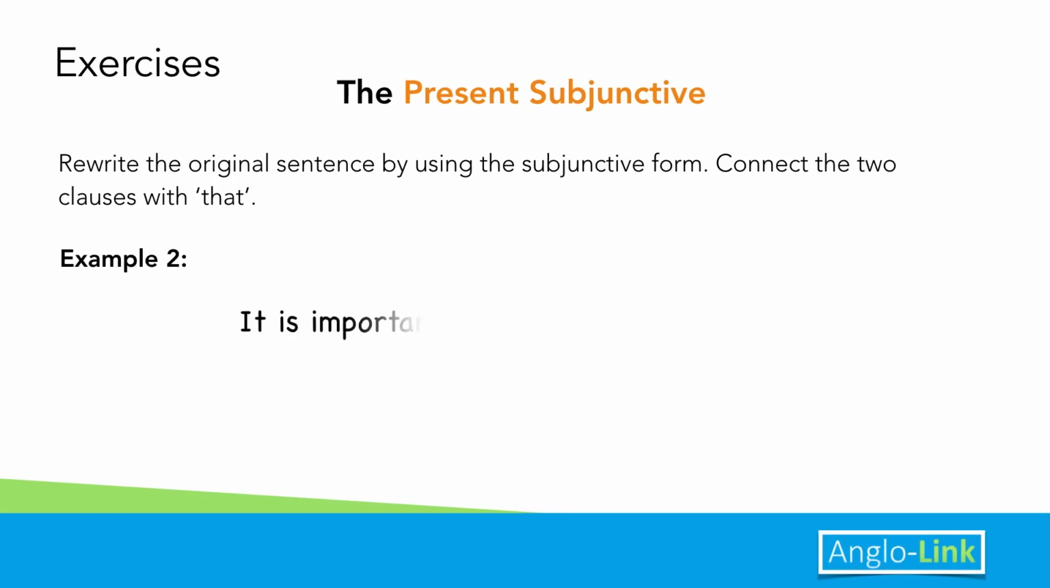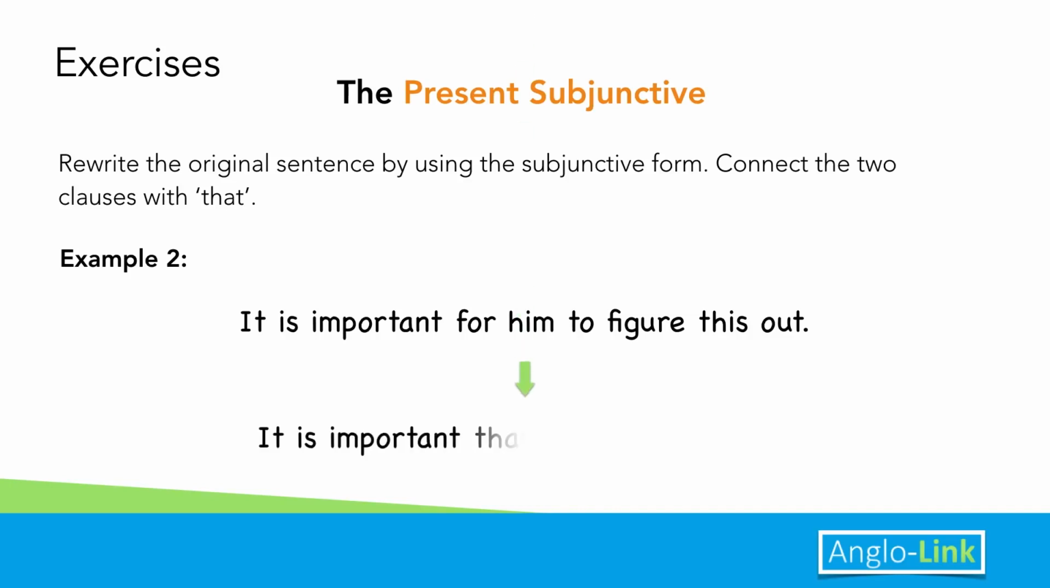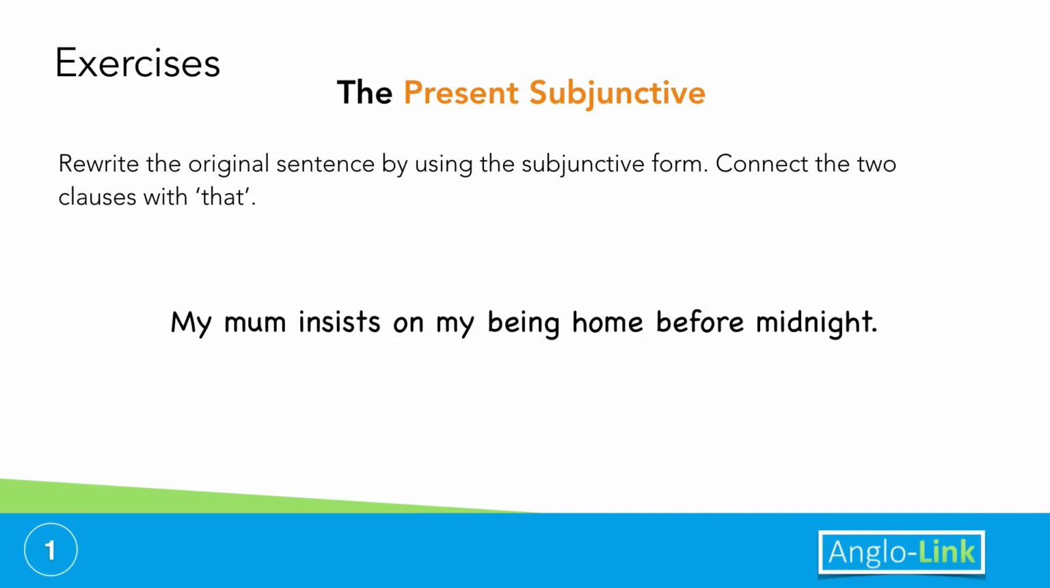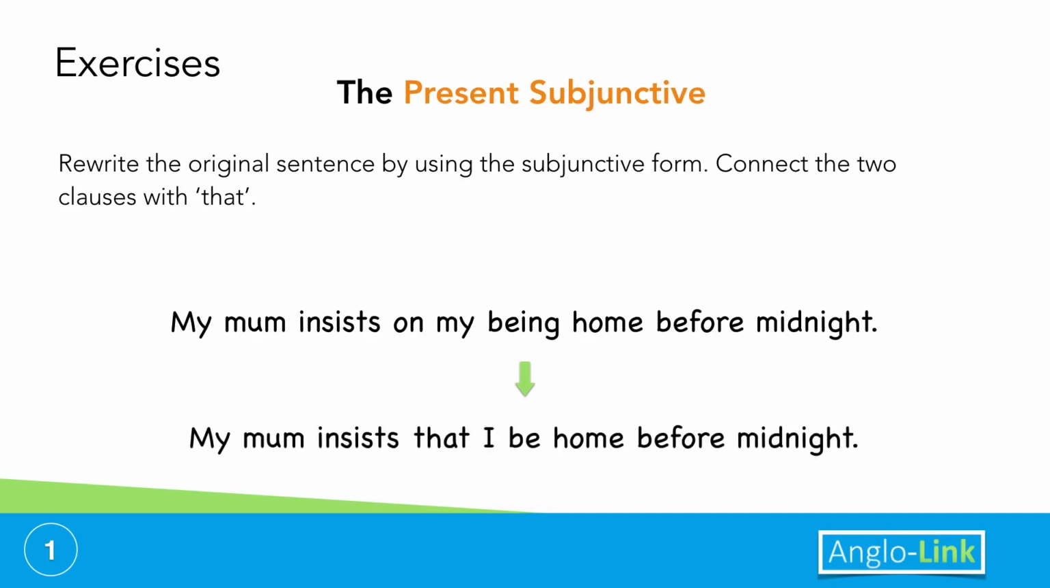Second example, it is important for him to figure this out. Using the subjunctive form, we get it is important that he figure this out. All right, your turn. Number 1. My mum insists on my being home before midnight. Let's change that to the subjunctive form. My mum insists that I be home before midnight.